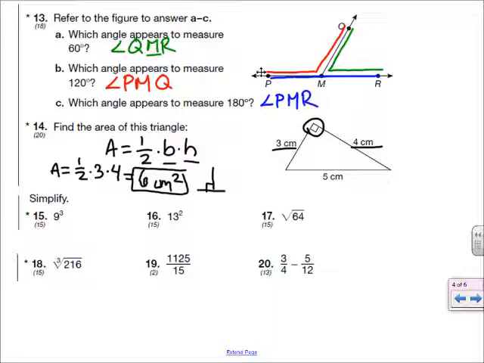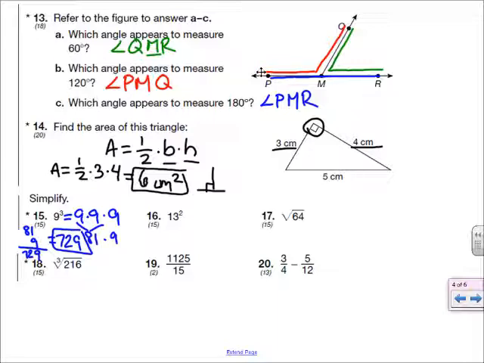Let me try that again. So 9 times 9 times 9, that's 81 times 9. 9 times 1 is 9. 8 times 9 is 72. So 9 cubed is 729. I misspoke before. Sorry, guys.